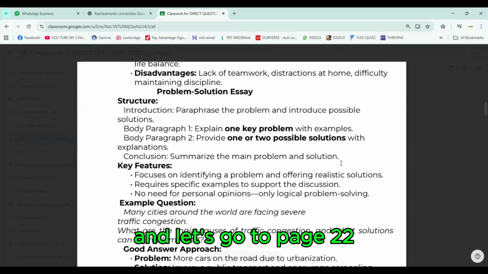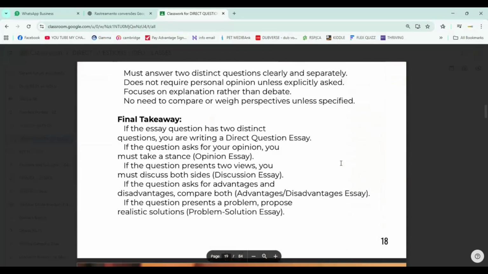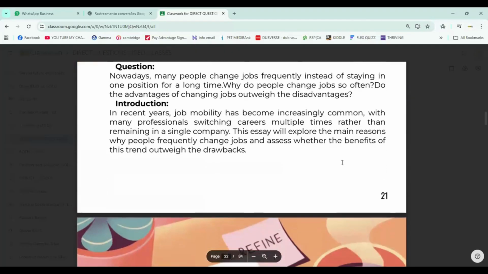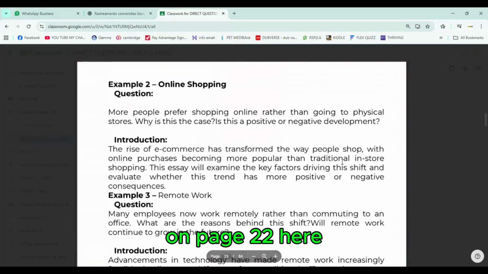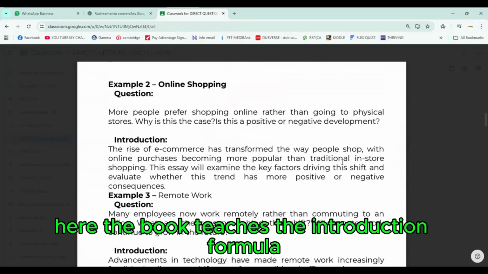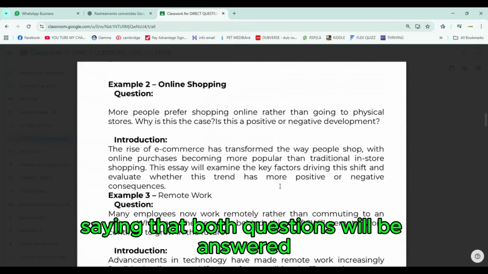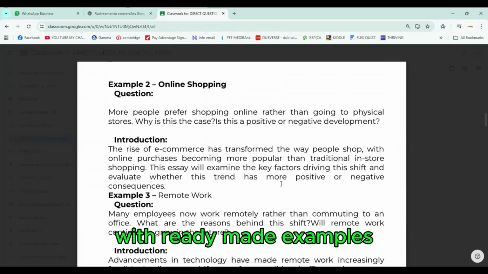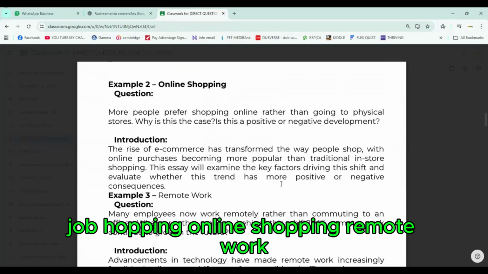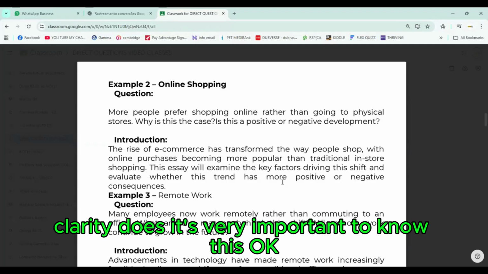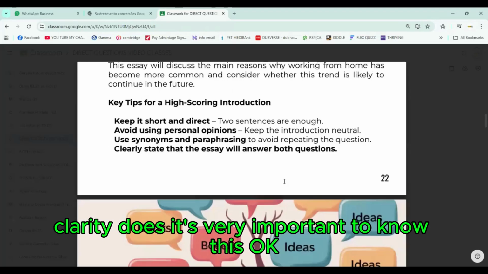And let's go to page 22. On page 22, getting there. On page 22 here the book teaches the introduction formula. The first sentence, paraphrasing, the first sentence saying that both questions will be answered with ready-made examples. Job hopping, online shopping, remote work. I always emphasize a long introduction doesn't earn points. Clarity does. It's very important to know this, okay?